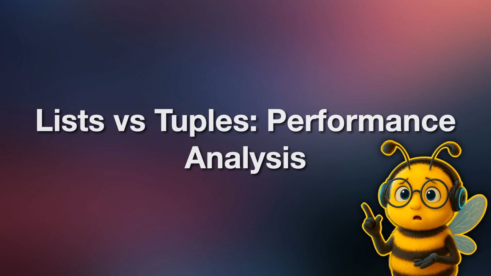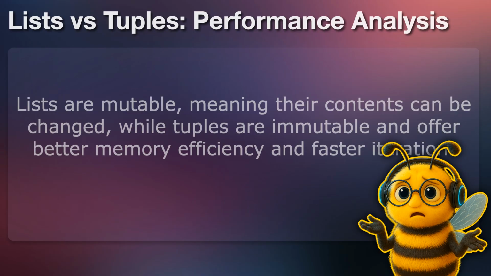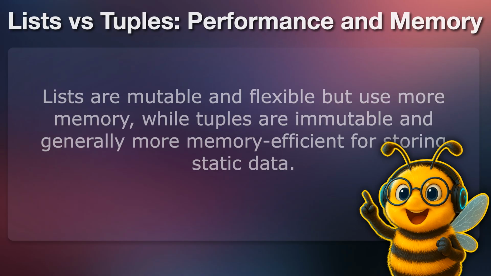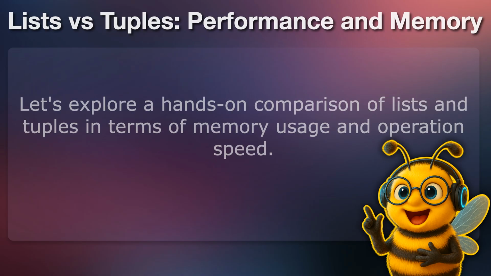Let's explore the key differences in performance and memory usage between lists and tuples in Python. Lists are mutable, meaning their contents can be changed, while tuples are immutable and offer better memory efficiency and faster iteration. Lists are mutable and flexible but use more memory, while tuples are immutable and generally more memory efficient for storing static data. Let's explore a hands-on comparison of lists and tuples in terms of memory usage and operation speed.